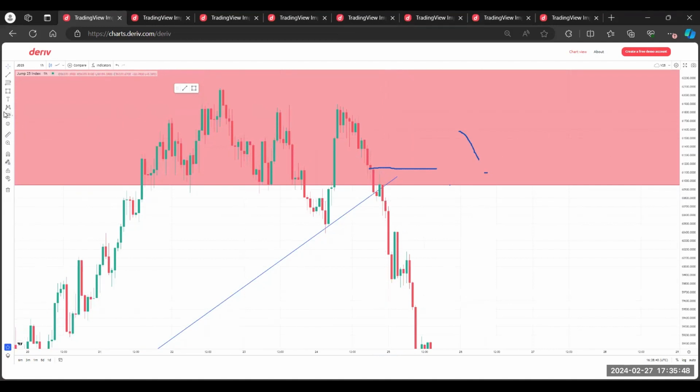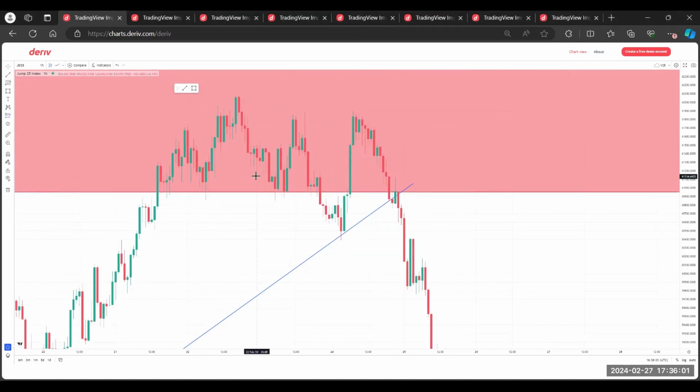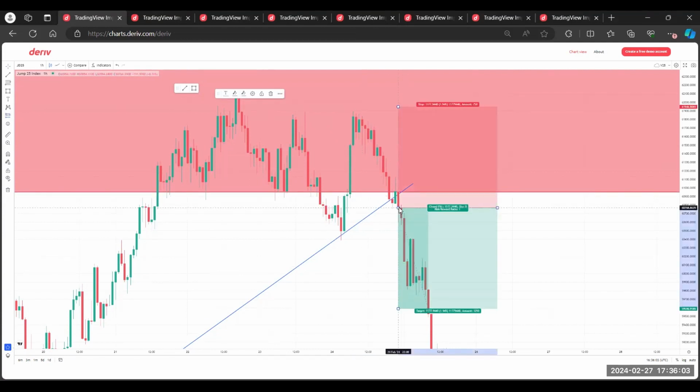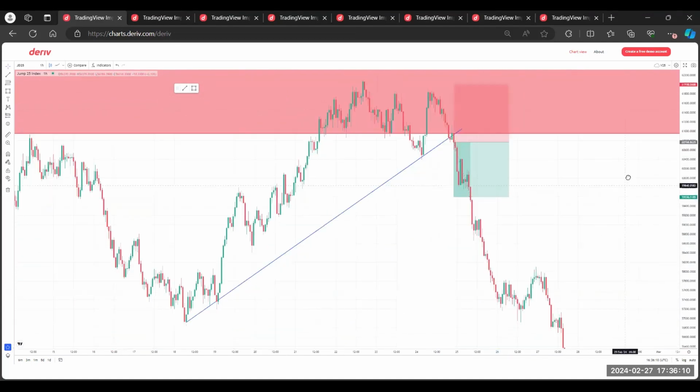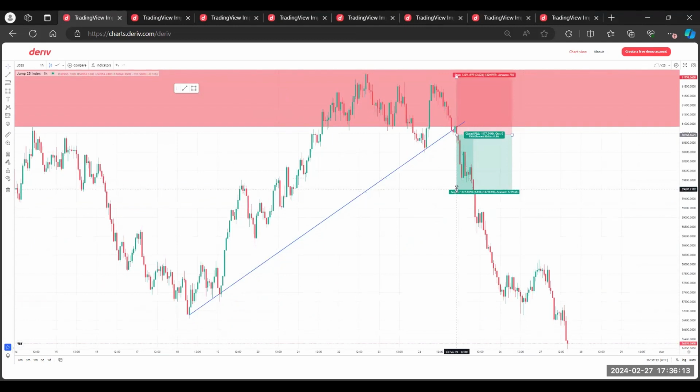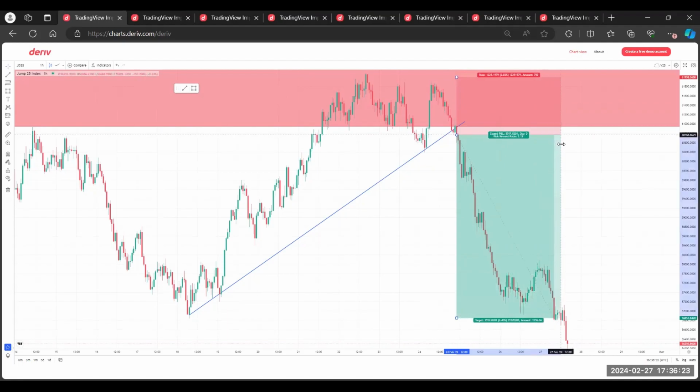So this was where I called the trade. I'm sure I called the trade in the free group, the free channel, as well. So my entry was at this point here. My stop loss is just above here. Then my take profit was at the low. Remember, this is a swing trade. Since the daily trend is bearish, we want to hold this trade. So this is how the trade went.